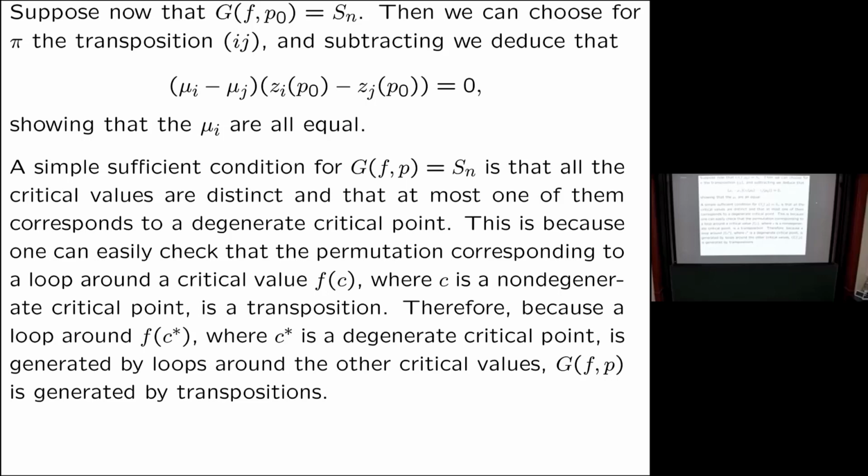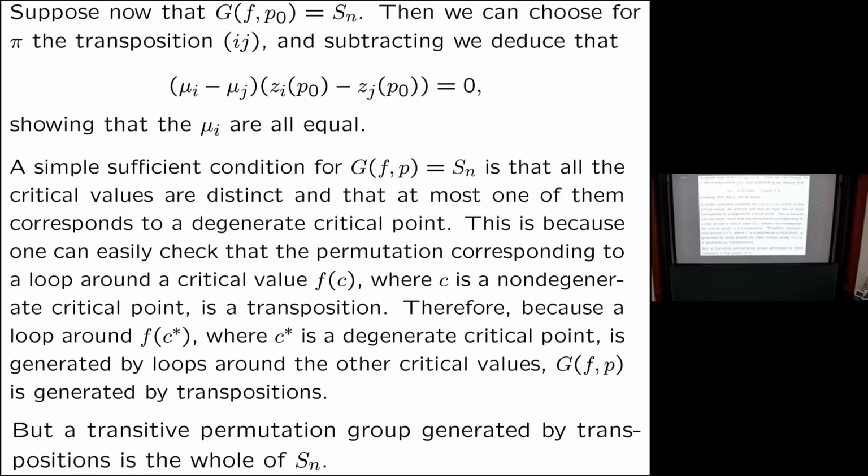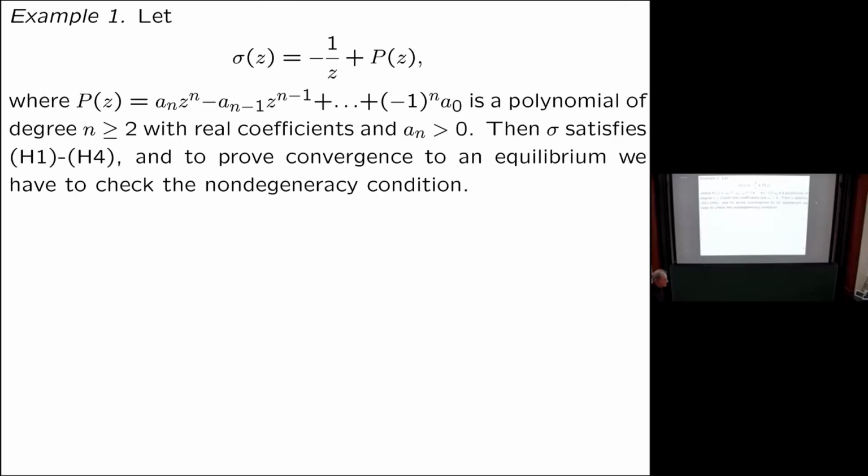So therefore, under these hypotheses that the critical values are distinct, and that at most one of them corresponds to a degenerate critical point, the monodromy group is generated by transpositions, and it's transitive. And a transitive permutation group that is generated by transpositions is the whole of Sn. This is a known result. Okay, so now I show you a couple of examples where we actually explicitly check them.